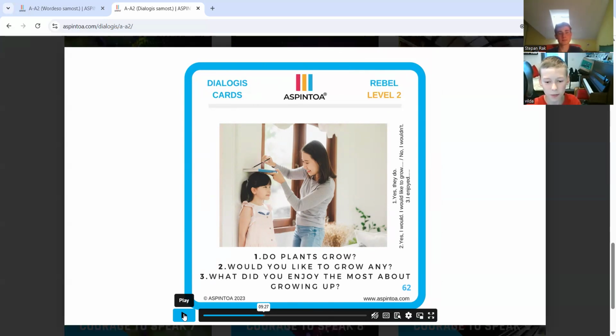Do plants grow? Yeah, they grow if you take care of them and water them. Would you like to grow any? I actually am growing some at the moment. I've got some peas, and I am taking care of my dad's chili pepper plants. And what did you enjoy the most about growing up? Maybe meeting different people throughout the years, getting new friends.